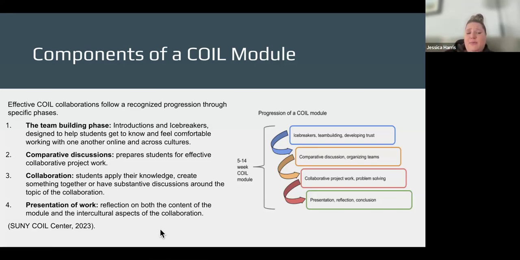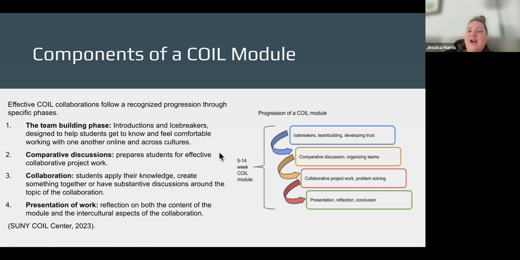And then lastly, that component is presentation of that work. How do you want them to disseminate the knowledge and information they've created? Is it through videos? Is it through specific assignments, podcasts? What is it, right? So how are you going to have them present their final reflections on the content and the module assignments that they've done, and what those intercultural aspects are that they found through that collaboration?